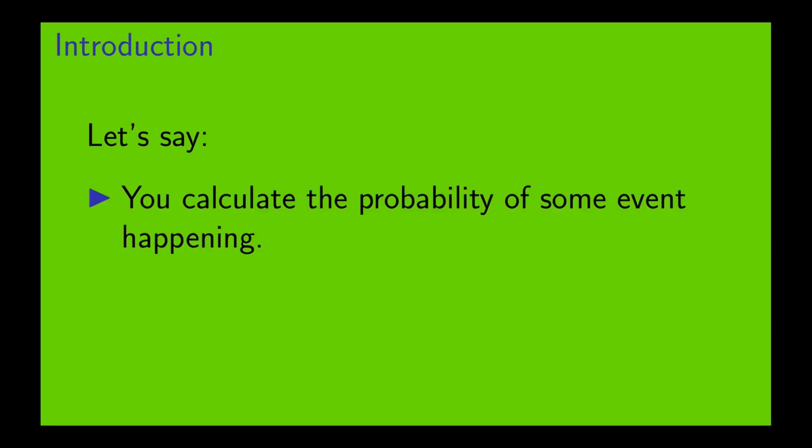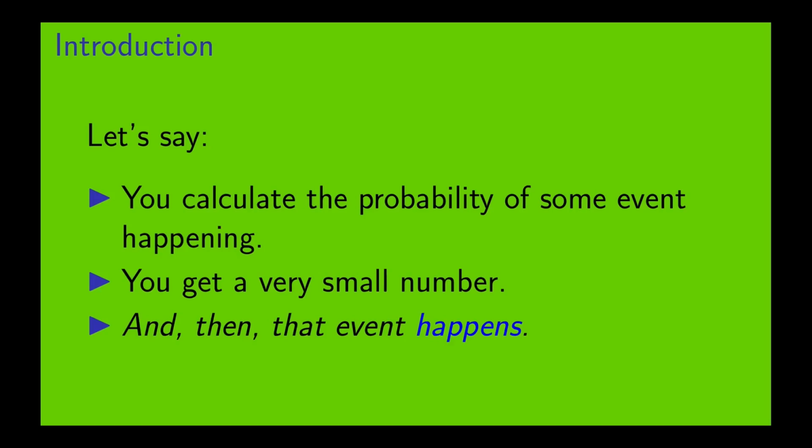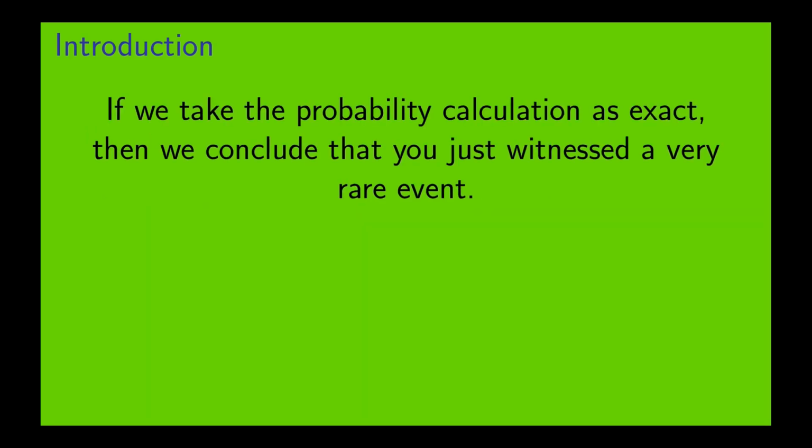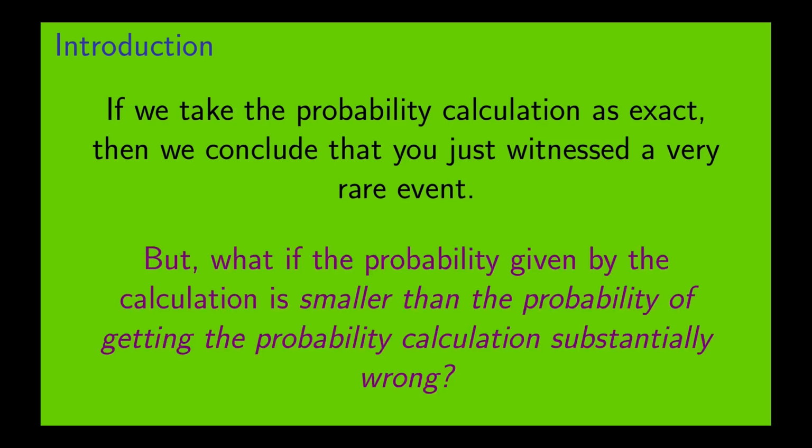Okay, so here goes. Let's say you calculate the probability of some event happening. You get a very small number, and then that event happens. If we take the probability calculation as exact, then we will conclude that you just witnessed a very rare event. But what if the probability given by the calculation is smaller than the probability of getting the probability calculation substantially wrong?